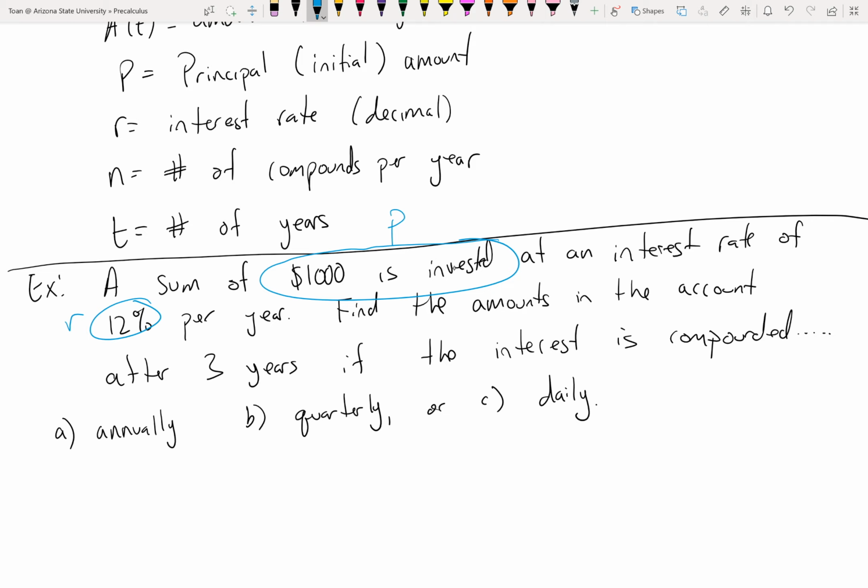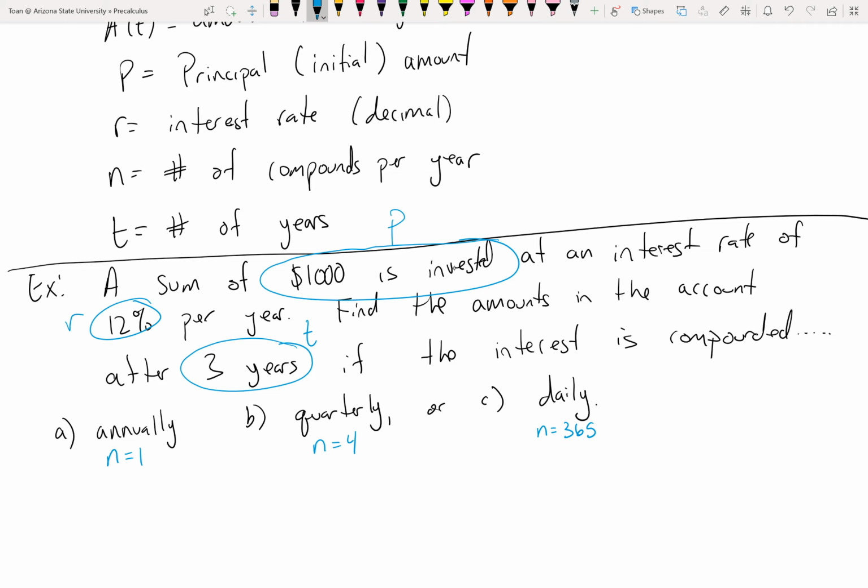Find the amounts in the account after 3 years. Well, duh, that's pretty simple. You guys should know what 3 years, what variable that belongs to. That's time. If the interest rate is compounded, so now they're talking about compound, and the number of compounds will be n. So we have to be able to read this word and understand what n means. Letter A, annually. Well, something that happens annually happens once a year, so that's n equals 1. Quarterly, quarters, that's 4 times a year. Daily, assuming there's no leap year, is 365 days.